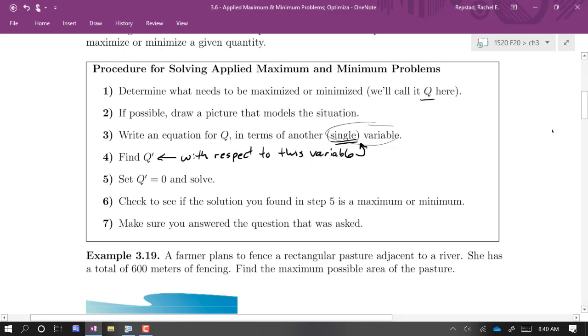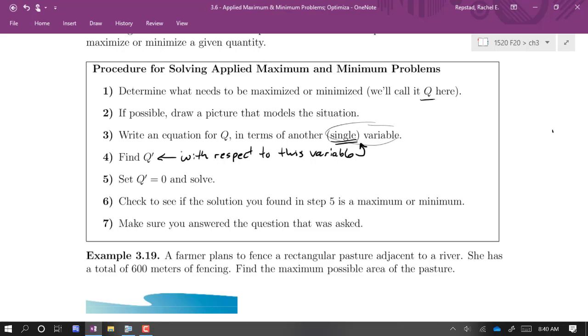Now, if we're looking for a maximum or a minimum, we already know from all of this work we've done so far, especially with curve sketching in the last couple sections, that a maximum or minimum will happen when the derivative is 0. So we look for potential candidates by setting the derivative equal to 0 and solving. And then we have to check to see, is that a maximum or a minimum? Could be neither also, right?